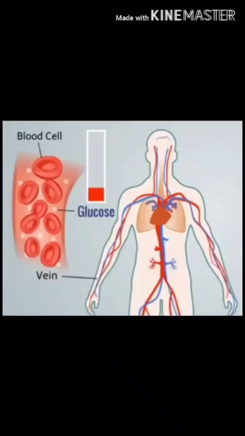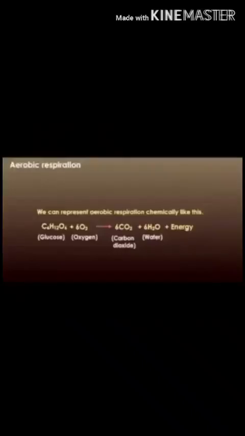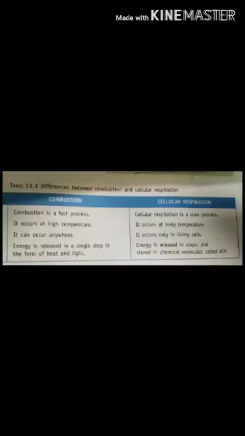During cellular respiration, the sugar molecules in the food are oxidized to form carbon dioxide and water, and energy is given out. So the reaction we can read like this: a molecule of glucose, that is C6H12O6, plus 6 oxygen is equal to 6 molecules of carbon dioxide plus 6 molecules of water plus energy is given out. So this is similar to the chemical reaction that occurs during burning or combustion.